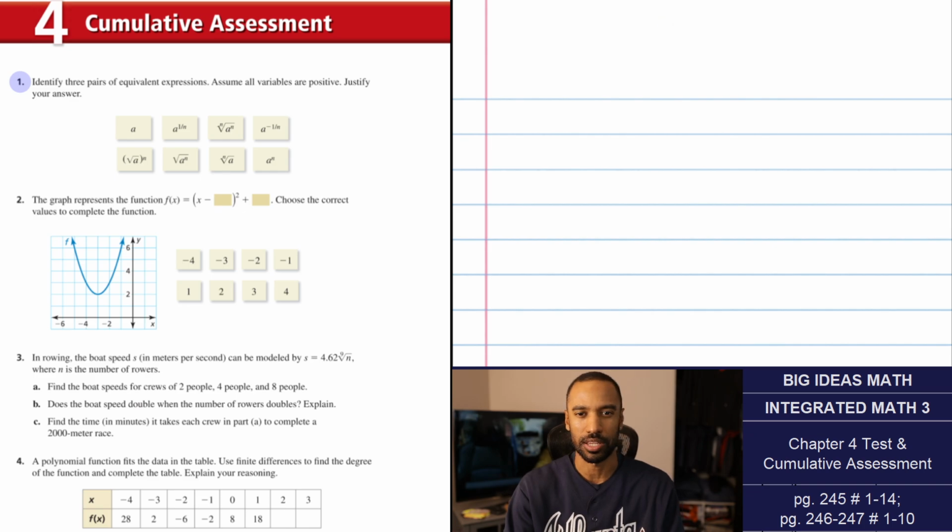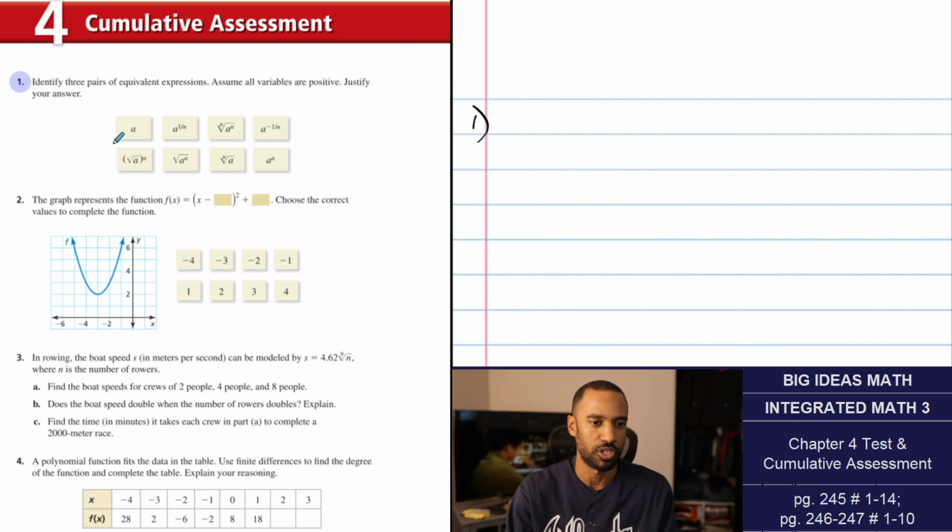This can hit anything from chapters 1 through 4. They tend to stress the current chapter that we're on, but we'll see. Like this first one is probably from this chapter. Identify 3 pairs of equivalent expressions. Assume all variables are positive. Justify your answer.